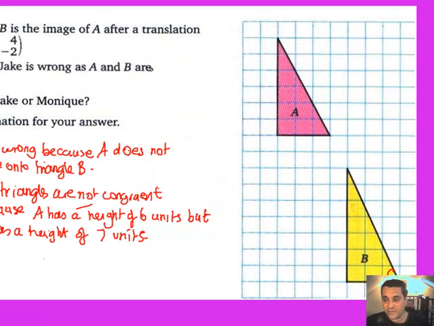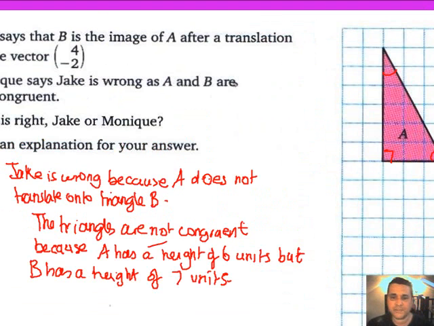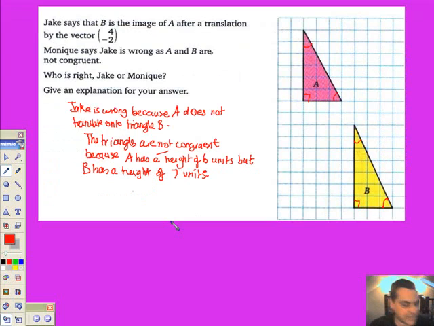Also, therefore, this angle does not correspond to that one, and this angle cannot correspond to that one, although these are both 90-degree angles here and here. Alright, we've said enough. So Jake is wrong because A does not translate onto B, so it's not a translation. Monique is right, one reason, because the height of triangle A is less than the height of triangle B, even though they share a common base of 3 units. Right, that's enough just to nail that one.